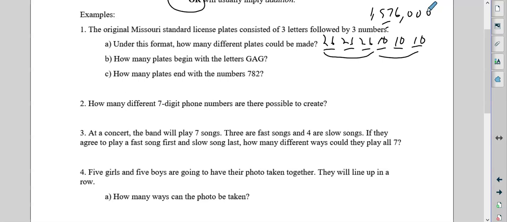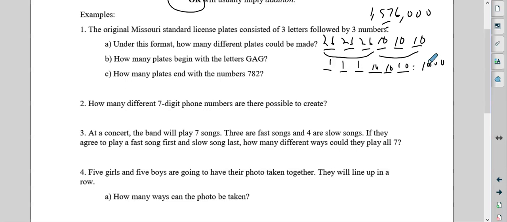Now, how many license plates start with GAG? Okay, just that. Well, we're still doing the same thing, but if you're saying this is going to be a G, and this has got to be an A, and this has got to be a G, that's just one letter. So you're limiting the choices of letters by just saying 1, 1, 1. And then we have 10, 10, 10 for numbers. So if you multiply those, you basically get 1,000. Okay? So 1,000 different license plates that would have GAG at the beginning.